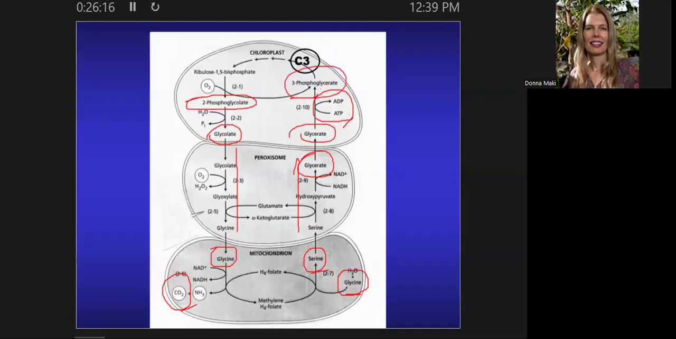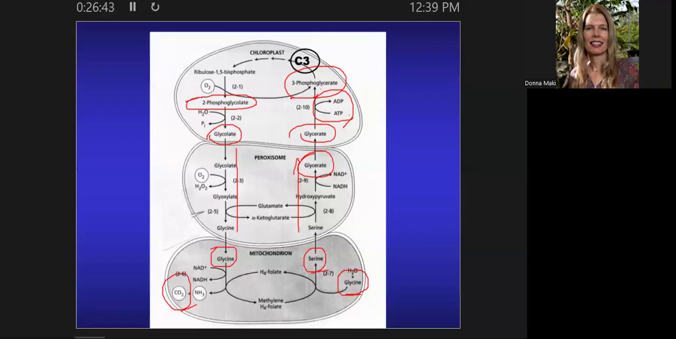So this is the partial recovery that they're talking about. It's partial because you did lose a carbon dioxide out of the process. Yes, you do end up making a PGA out of this whole big thing. But there's a cost, an ATP cost, and then the CO2 being given off instead of getting fixed into sugars.